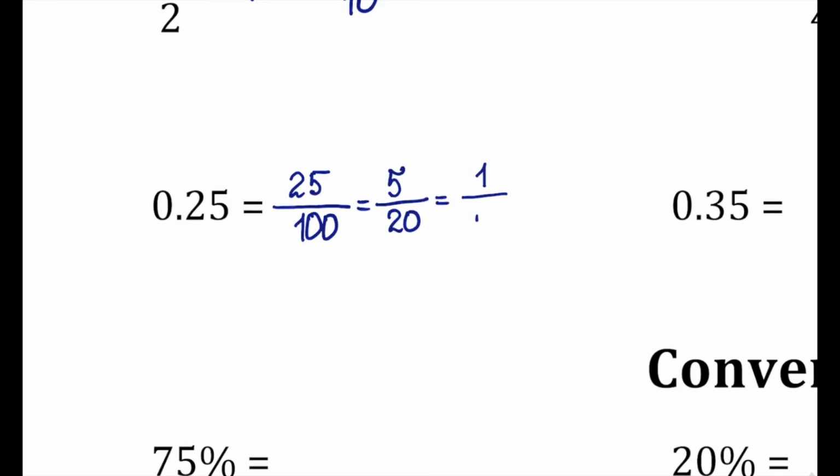0.25 is 1/4. So 1 over 4. If you know it, you can go straight to it, or the long way, if you can't remember that 0.25 is 1/4, you write it out as 25 over 100, and then you go ahead and simplify. Let's start with simplifying by 5. That will give me a 5 and a 20, and I can simplify by 5 one more time. Divide by 5, both the numerator and the denominator, 1 over 4.